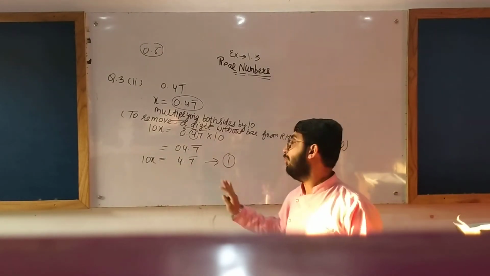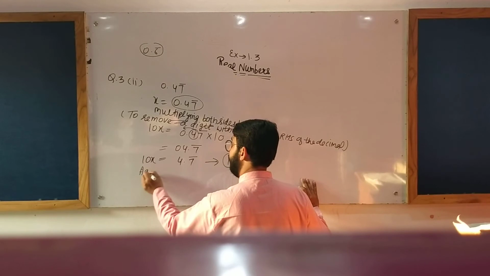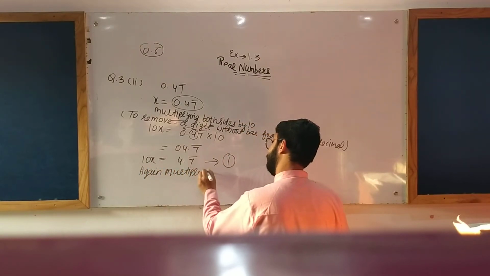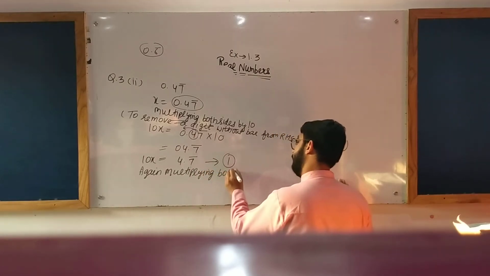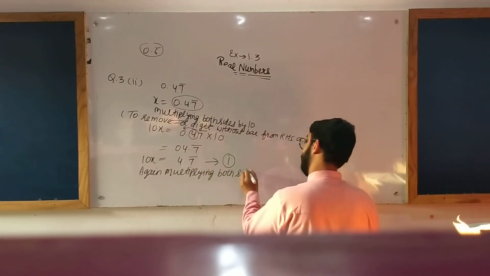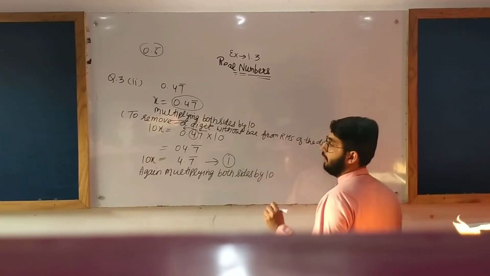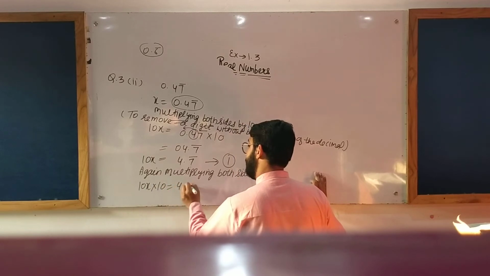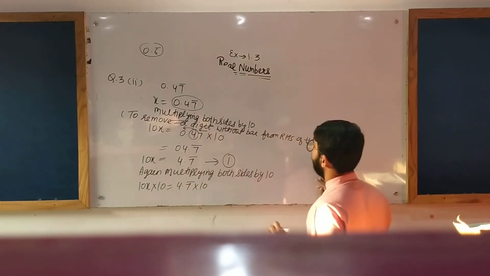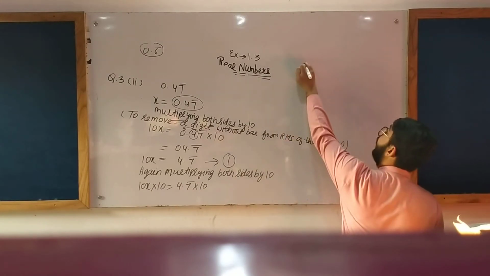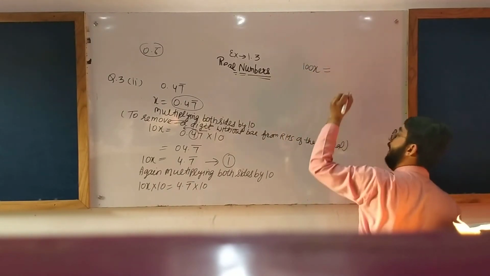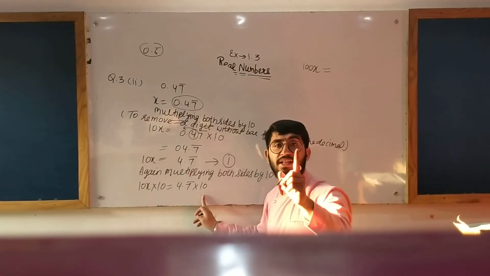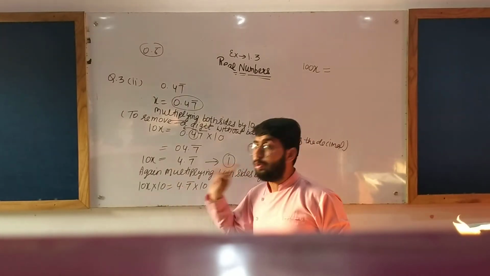Now the procedure is the same. Again multiplying both sides by 10. 10x into 10 gives you 100x. 4.7 bar into 10. When you multiply it by 10, what will happen? A single 7 will shift from right to left.